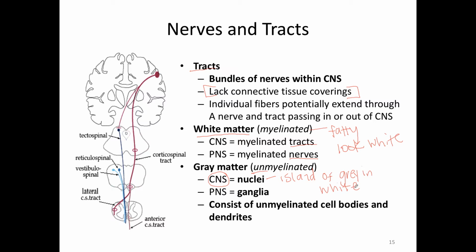In the peripheral nervous system, we call these ganglia. So a ganglion is a swelling along a nerve that indicates the presence of cell bodies within. A great example of this is the dorsal root ganglion. This is a swelling of cell bodies. These are the cell bodies of unipolar sensory neurons, and the cell bodies of those neurons live right outside the spinal cord in the dorsal root ganglion.